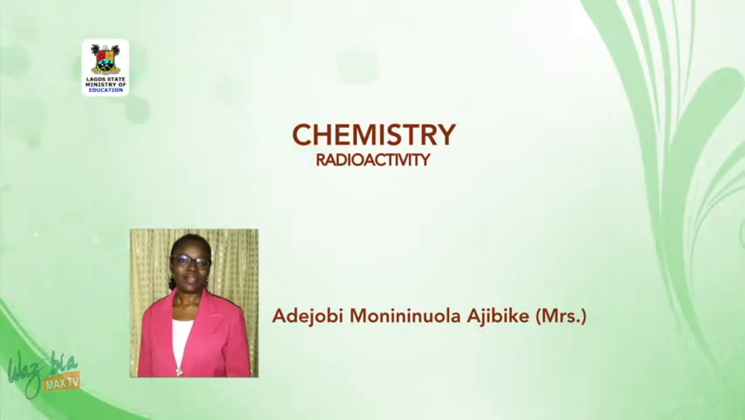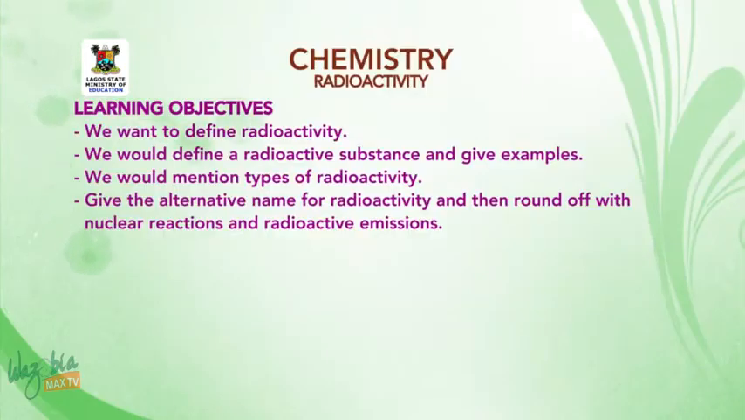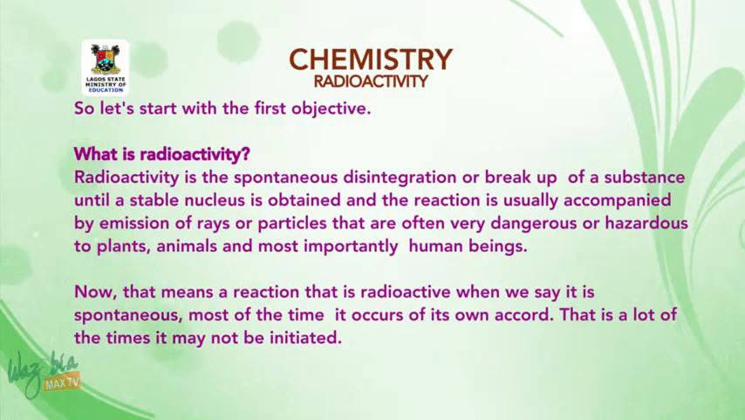Quickly, let me go through the objectives for this first segment of this lesson. We want to define radioactivity. We will define a radioactive substance and give examples. We'll mention types of radioactivity, give the alternative name for radioactivity, and then round up with nuclear reactions and radioactive emissions. So let's start with the first objective.